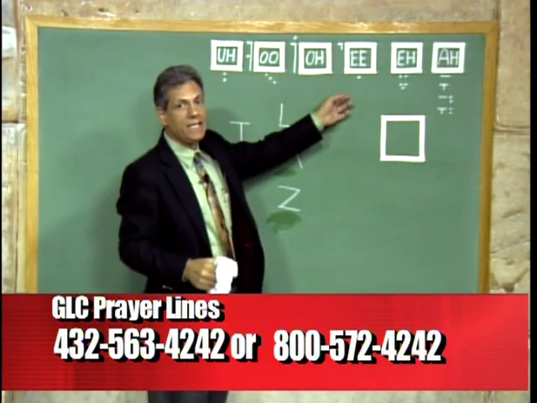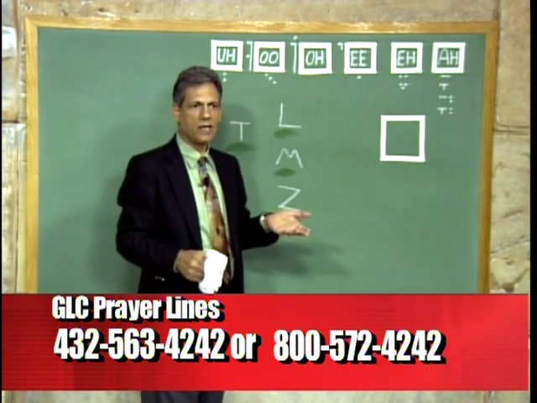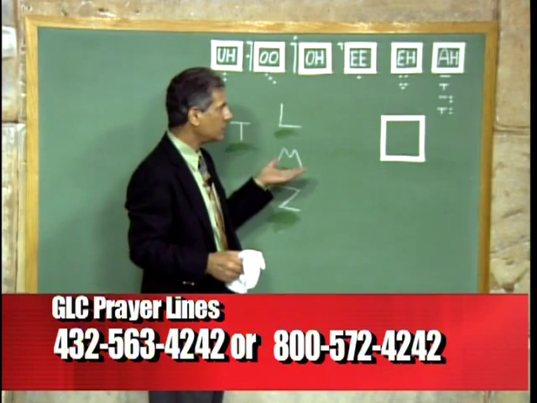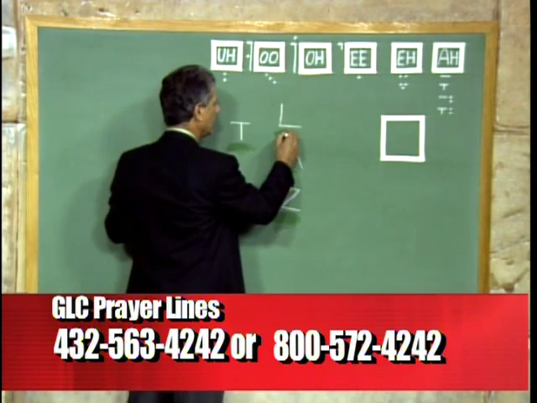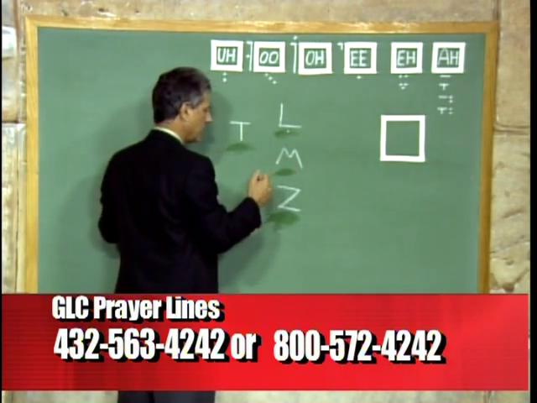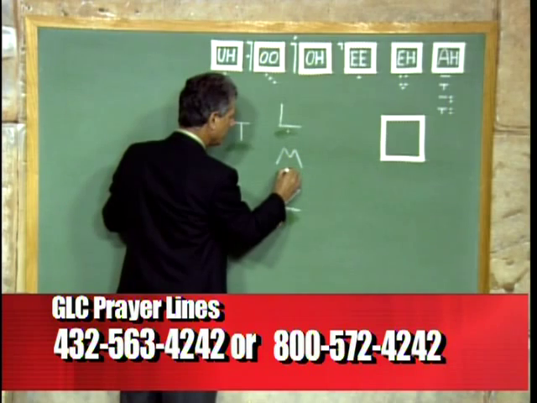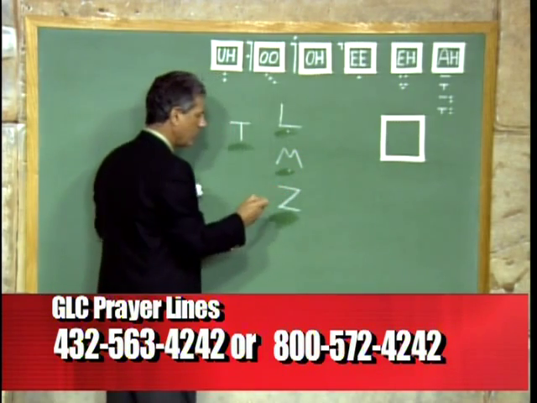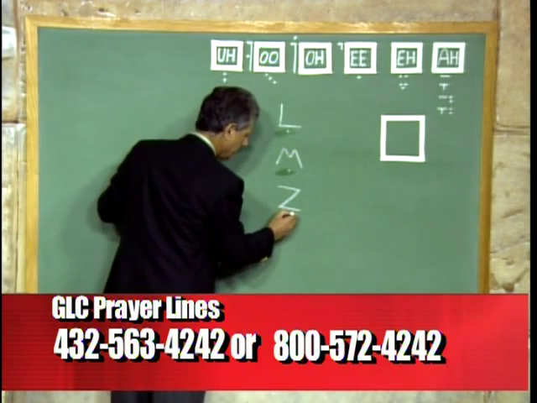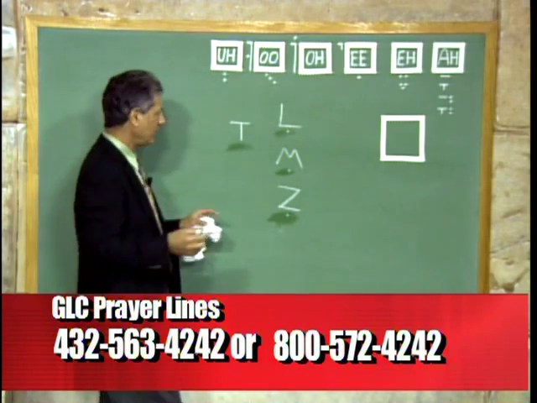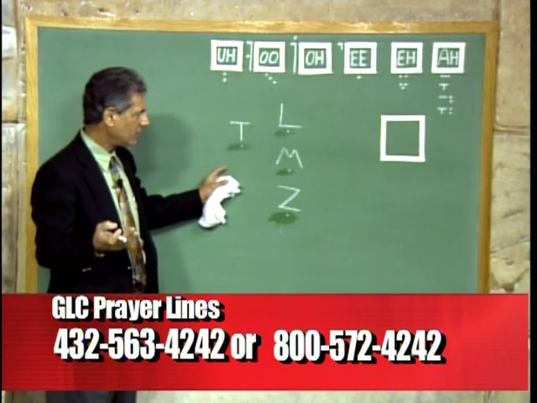The next sound is E, and the E sound is one dot under a letter. A letter with a dot underneath of it is an E sound. So if we take an L and we put a dot underneath, we get a Li. If I put a dot under the M, we get a Mi. If I put a dot under the Z, we get a Zi. We put a dot under the T, we get a Ti. As simple as that.